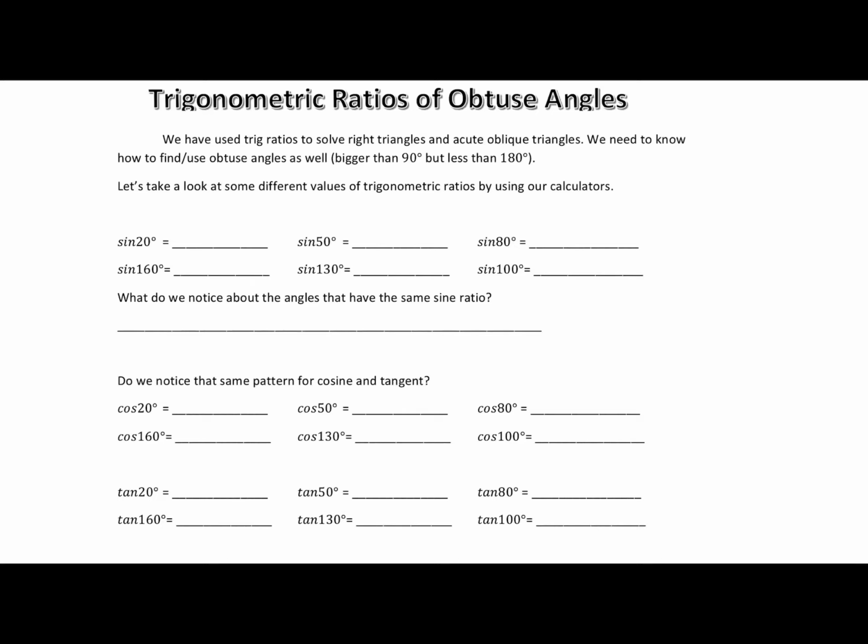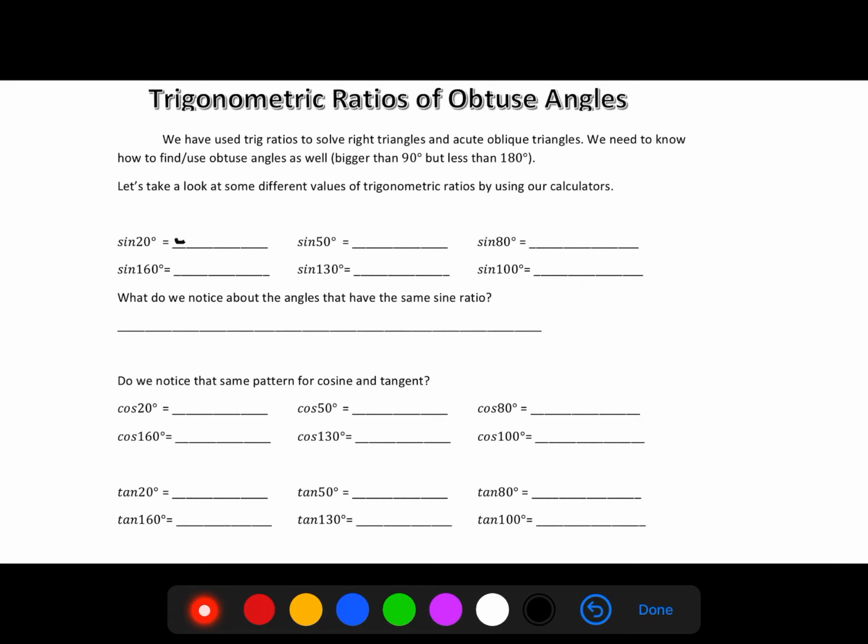Hi everyone. Today we're going to take a look at what happens when we have angles that are not acute. So taking specifically a look at obtuse angles between 90 and 180. So first of all, let's take a look at values of sine when we put it into our calculator. And remember, we're going to round to 4 decimal places in general for ratios.